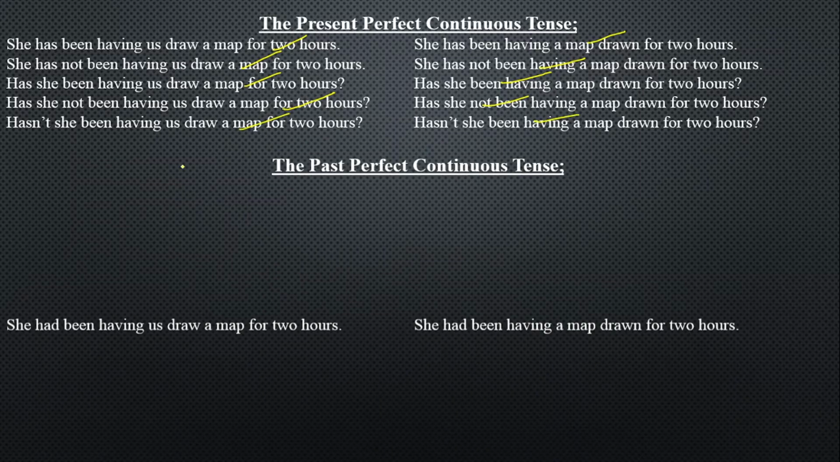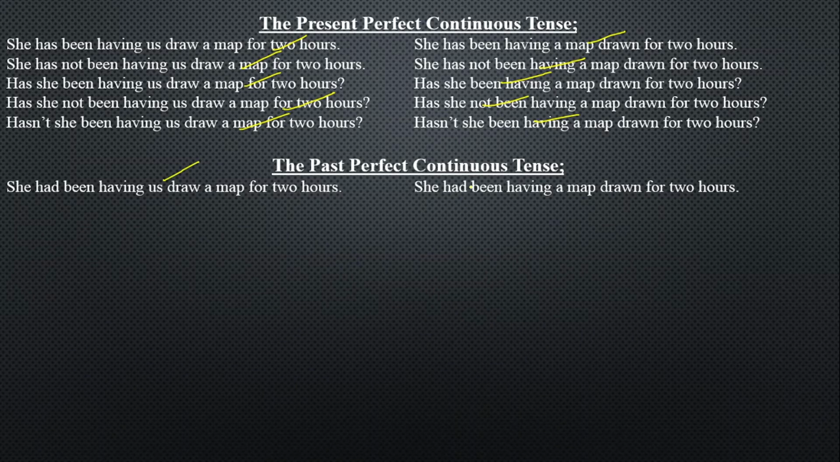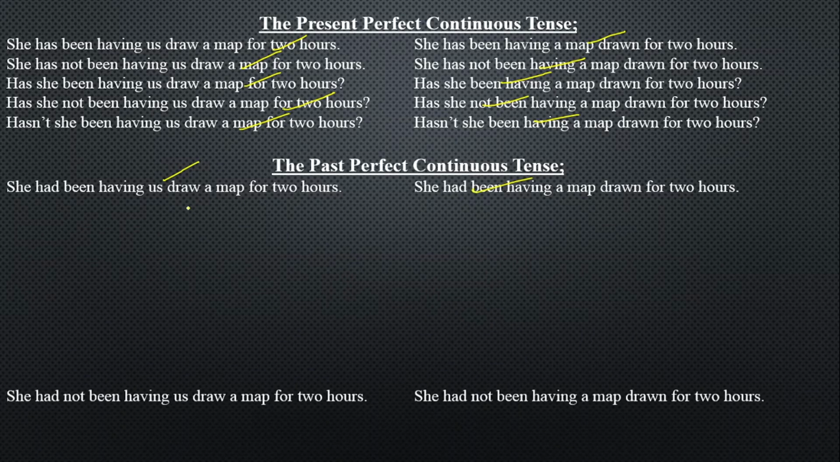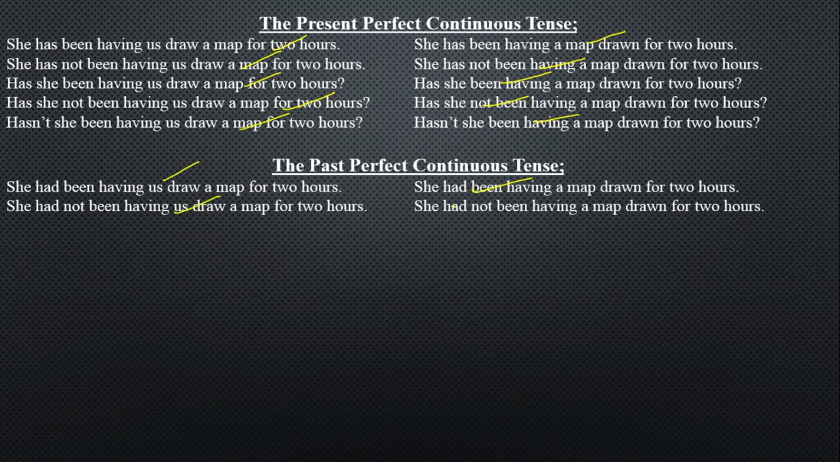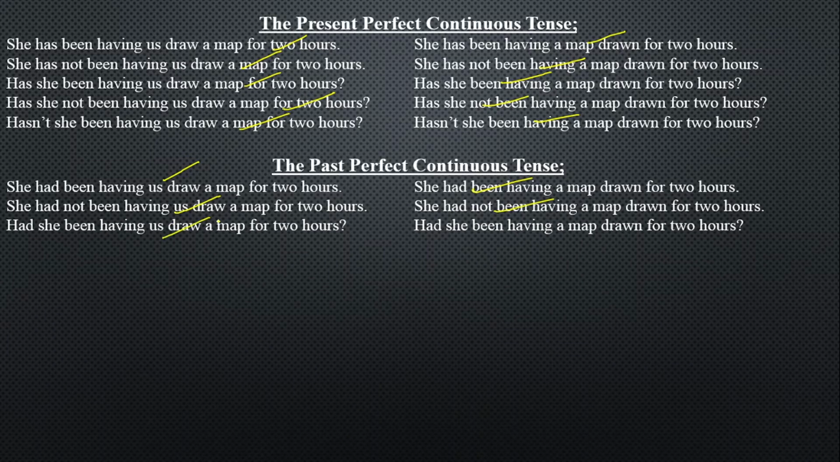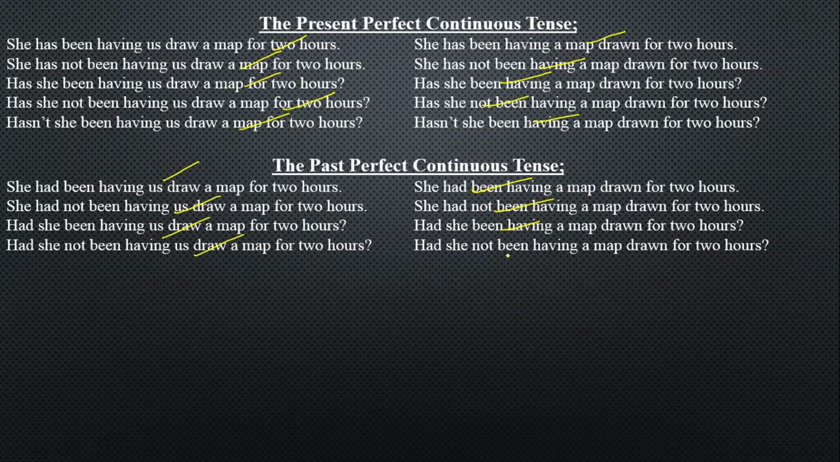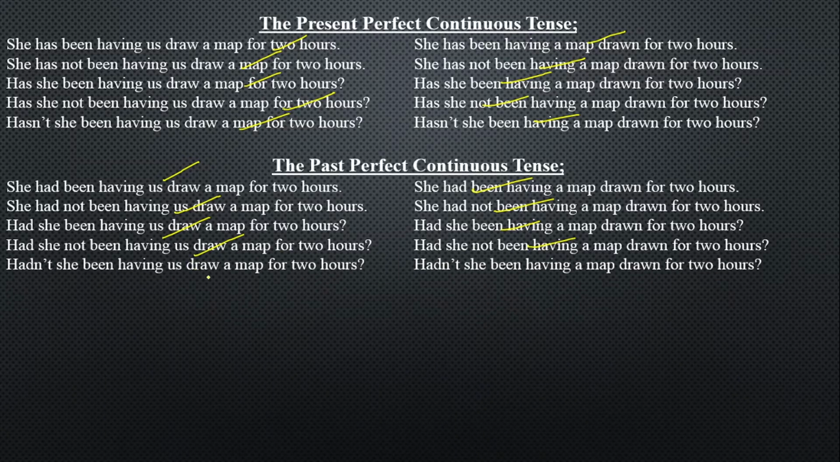She had been having us draw a map for 2 hours. She had been having a map drawn for 2 hours. She had not been having us draw a map for 2 hours. She had not been having a map drawn for 2 hours. Had she been having us draw a map for 2 hours? Had she been having a map drawn for 2 hours? Had she not been having us draw a map for 2 hours? Had she not been having a map drawn for 2 hours? Hadn't she been having us draw a map for 2 hours? Hadn't she been having a map drawn for 2 hours?